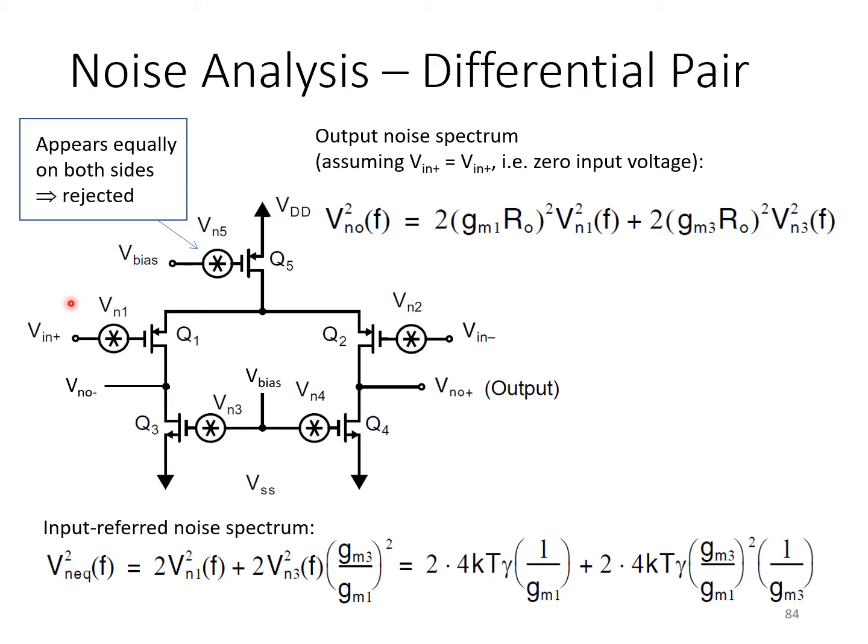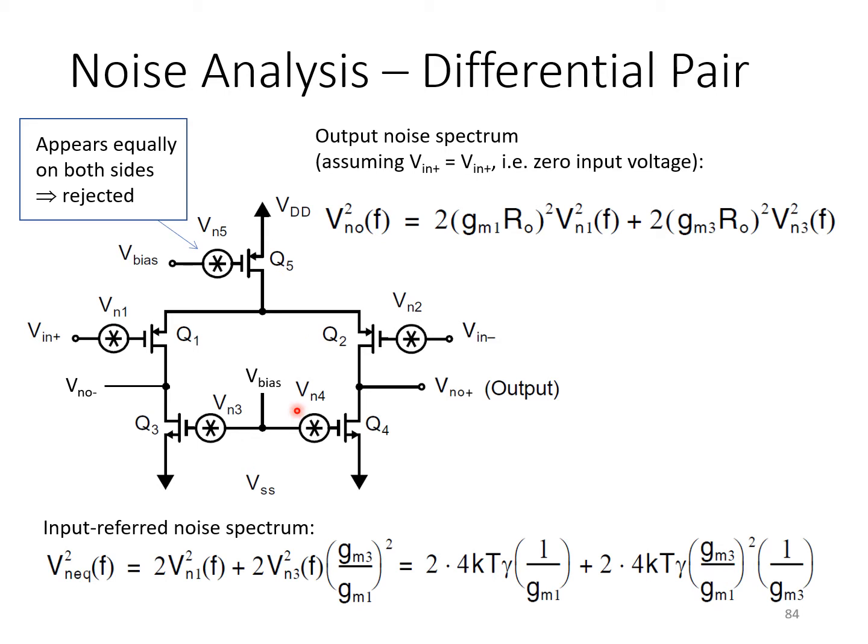Adopting this model, first thing to notice is that the noise due to Q5 is split equally between Q1 and Q2. That is, the noisy drain current that results goes half into Q1 and half into Q2, assuming symmetry in the circuit, that is, matching between Q1, Q2, and Q3, Q4. Because of that, and considering that we're looking at the output of this differential pair differentially between VNO plus and VNO minus, it's safe to assume that all the noise from Q5 results in zero differential signal between these two nodes. So we need not consider noise from Q5 in our analysis further.